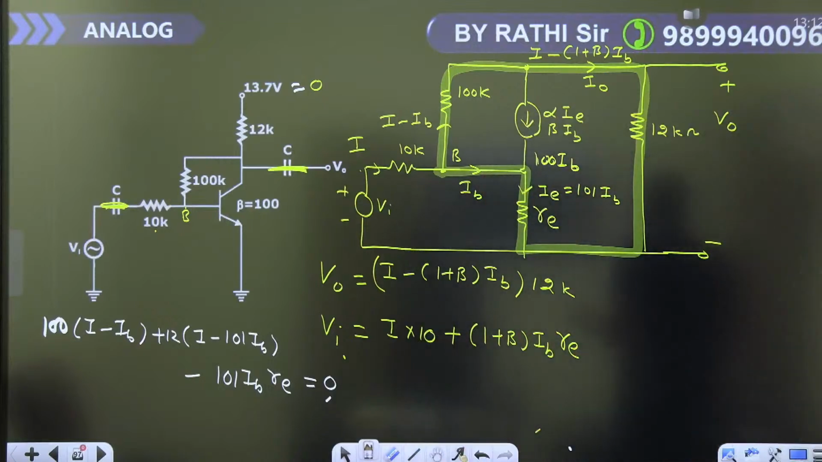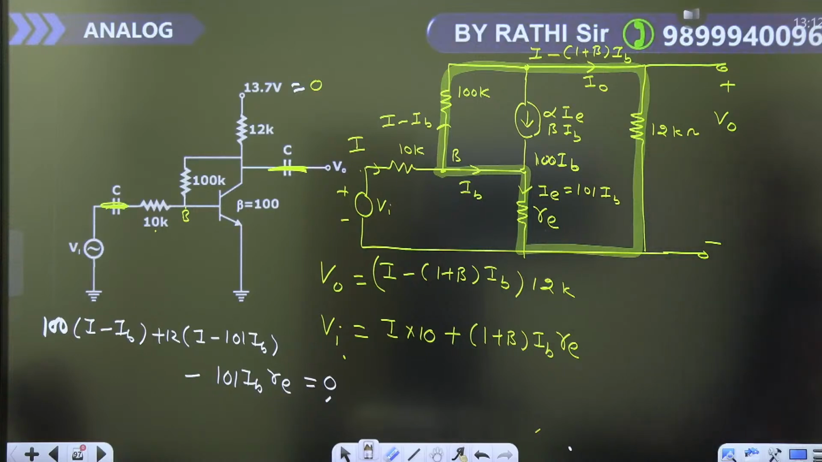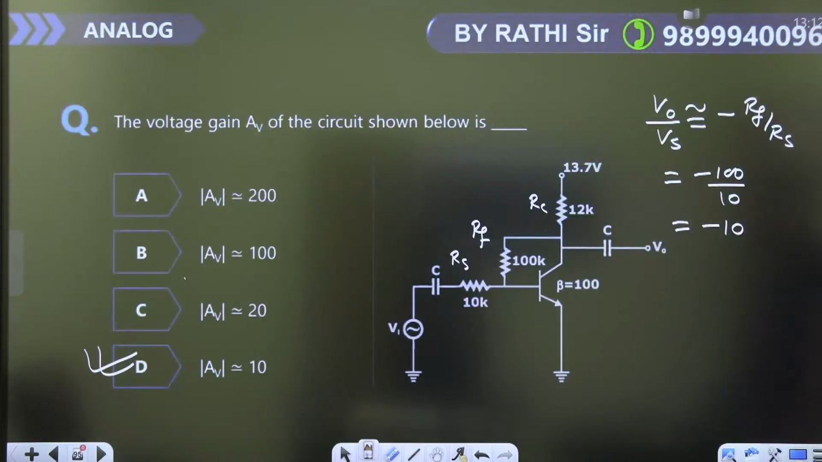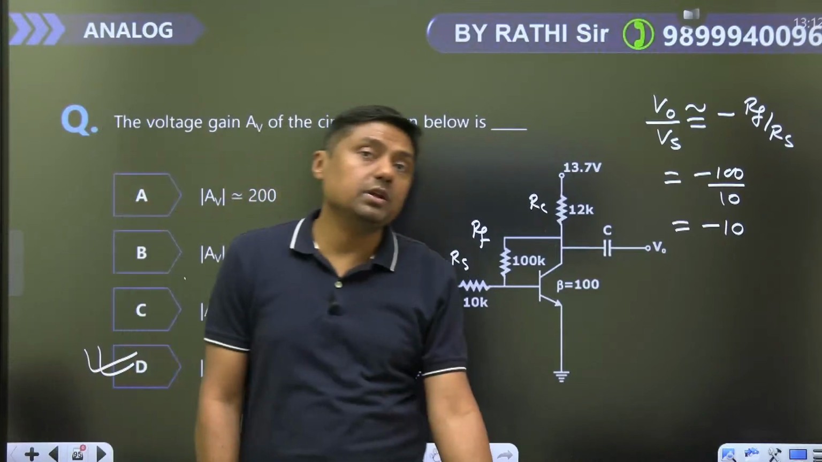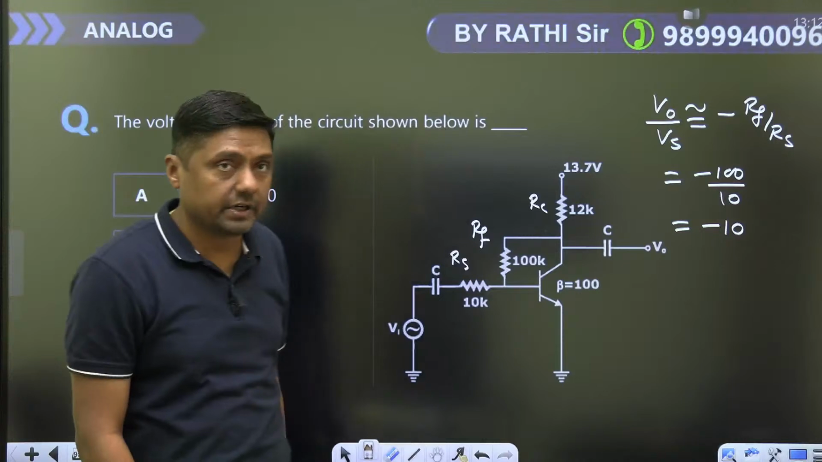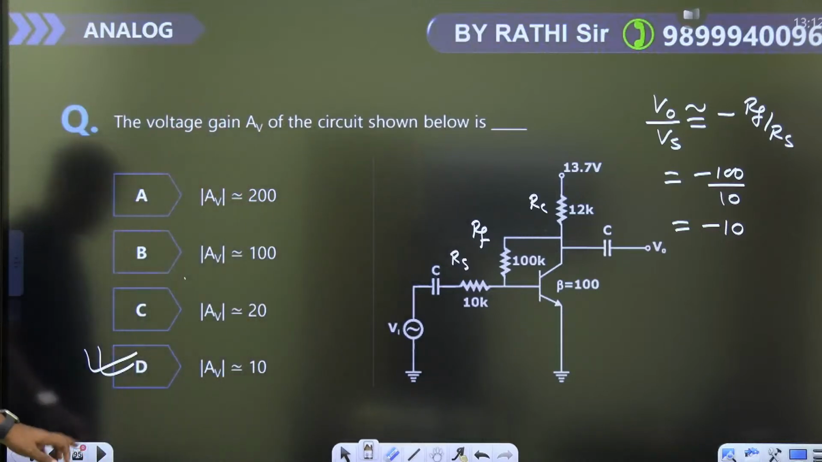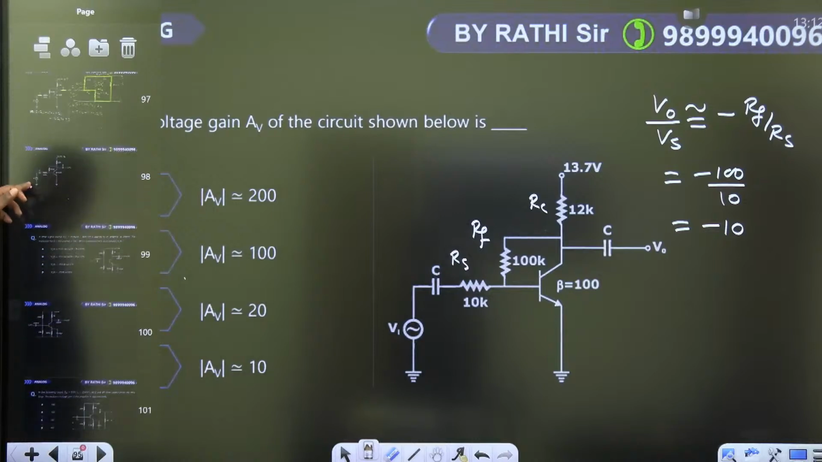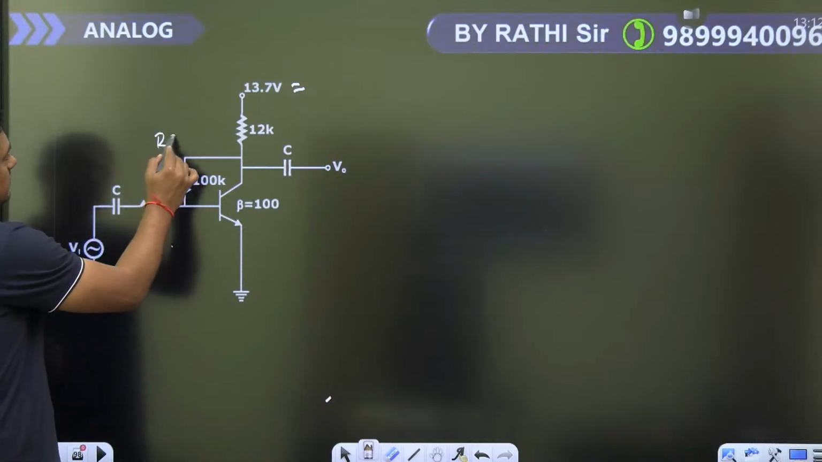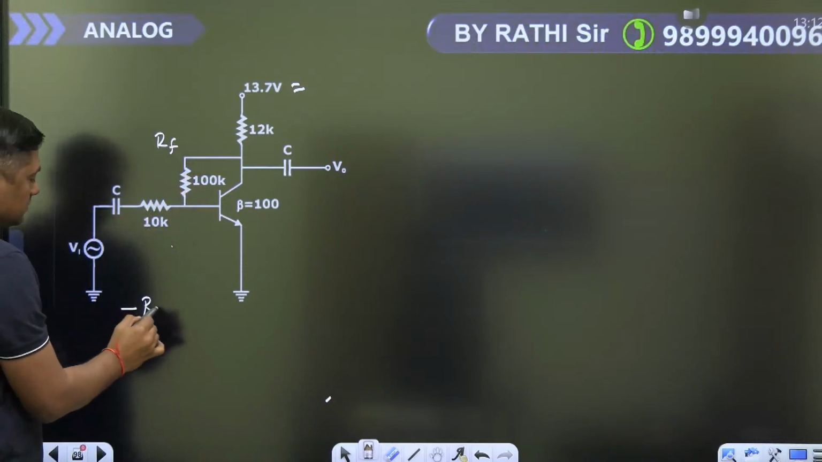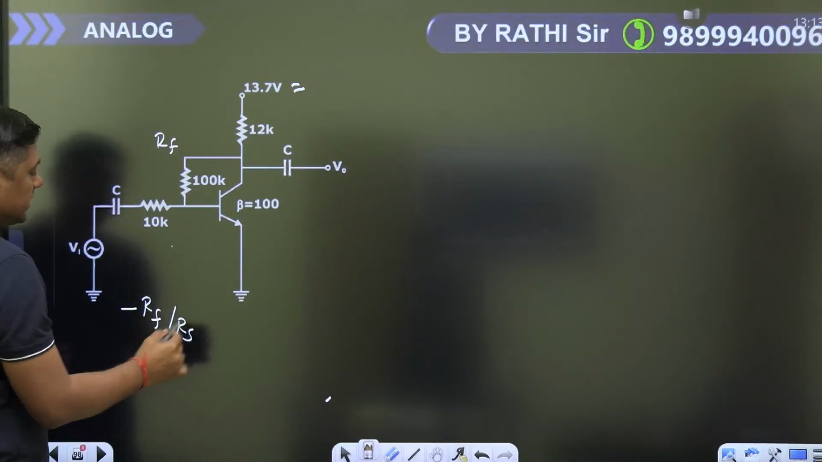But already I have said, no need to. I have given you the idea of how to find the exact answer without Miller's theorem. Otherwise, what is the shortcut here? Simple: minus RF by RS. If you are interested in Miller's theorem, then please write here. I will arrange one session for that using Miller's theorem. It is a quick revision session actually. Remember, in this type of question, minus RF by RS is an approximated, overestimated answer. The answer will be less than that.